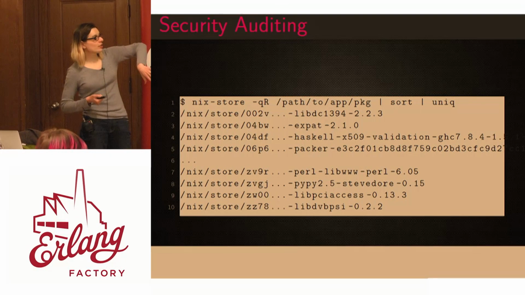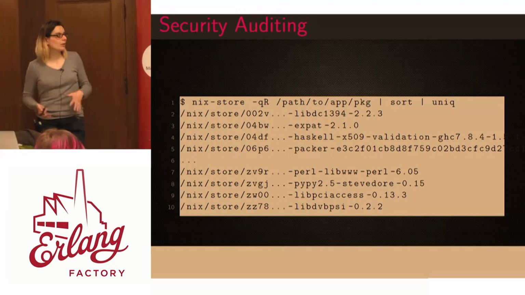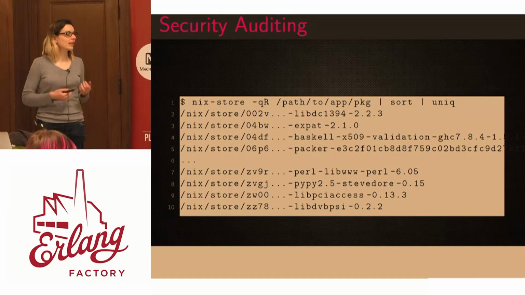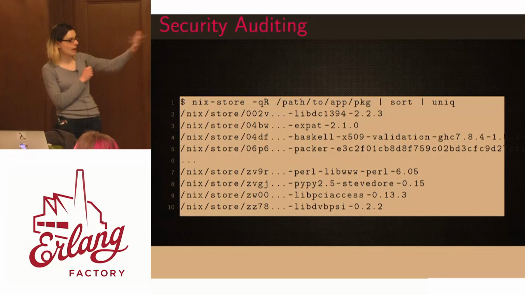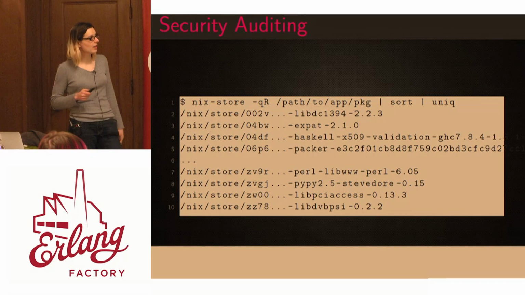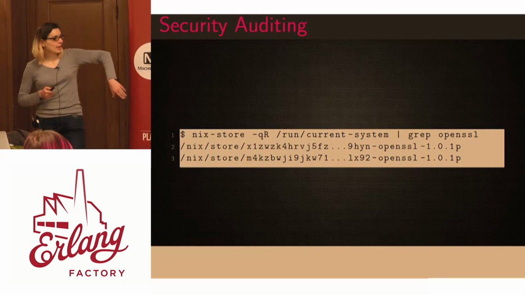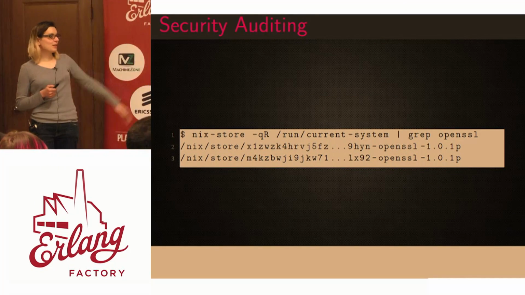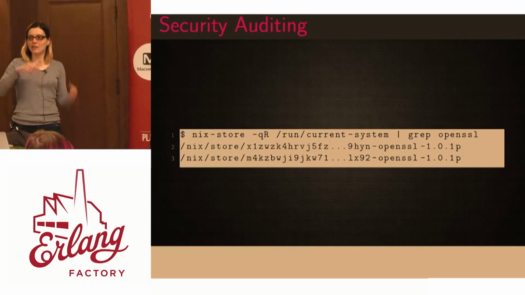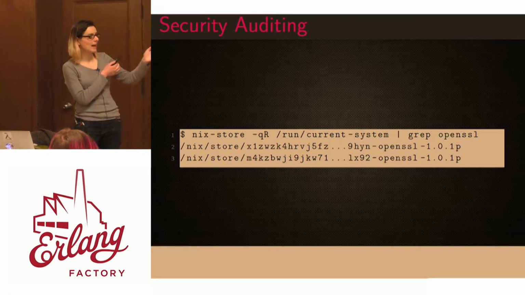And in terms of security auditing, we can actually have a look at all of the paths that are required for a particular package. We just pass in the path to that package that we want to check out. We can get all kinds of information. And if we wanted to see what version of OpenSSL any of our packages might be using, we can do that, right?